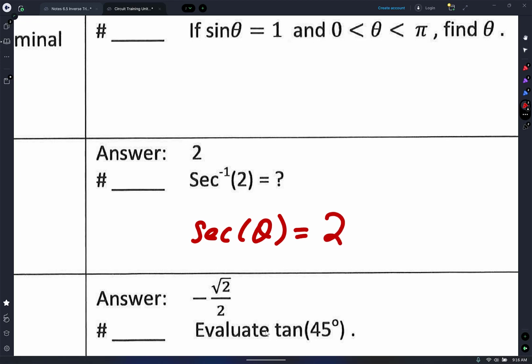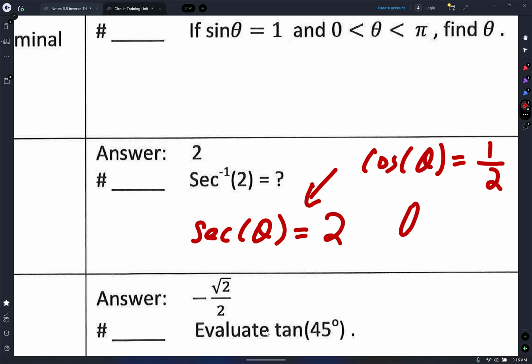Now don't freak out. If you're like, oh my God, I don't know what this means, I'm freaking out. Okay, relax. Remember that secant is the reciprocal of cosine. So what that means is cosine of what angle is a half? In quadrant 1, which one's the first one where the cosine of that angle is a half? So that is the answer for when you get to that one. Do you see how to do it?